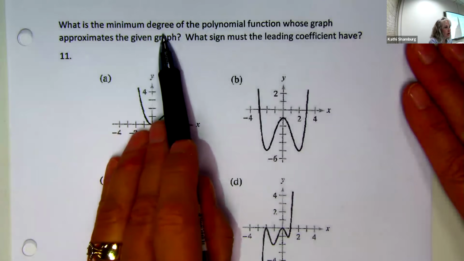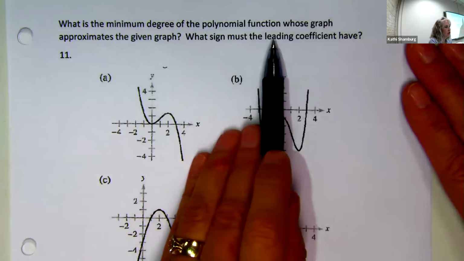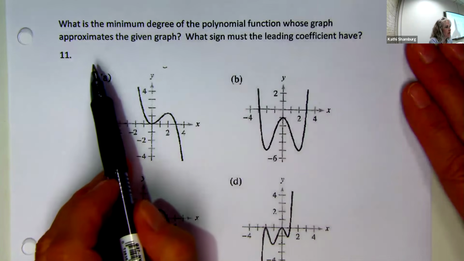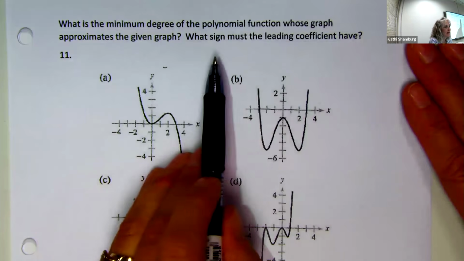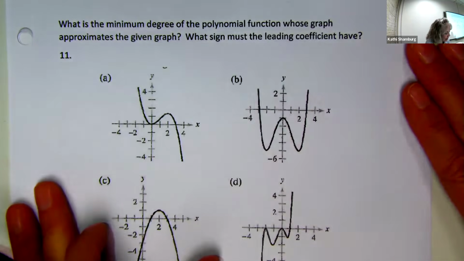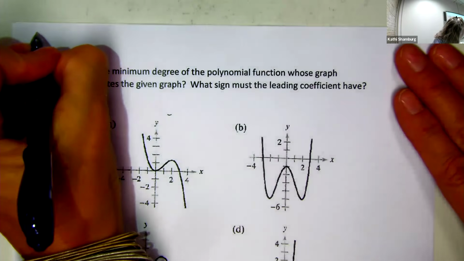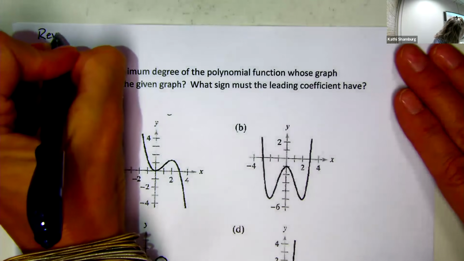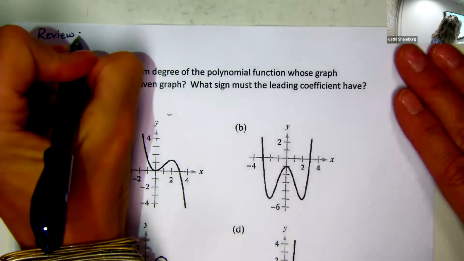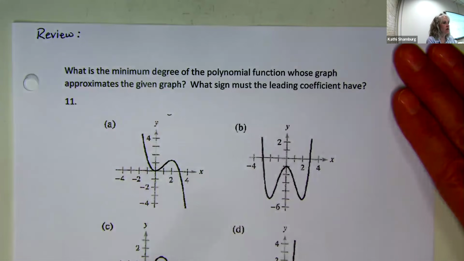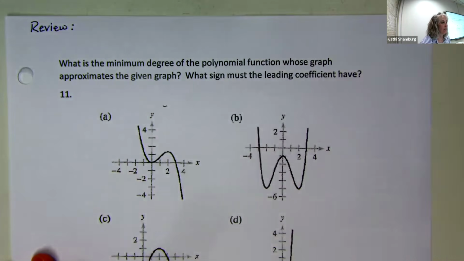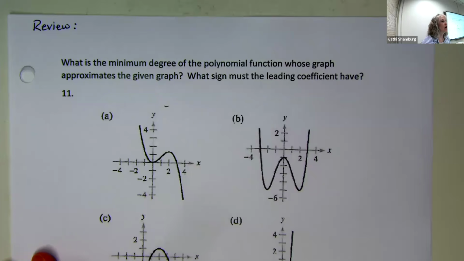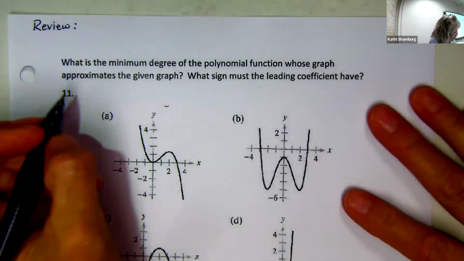What is the minimum degree of the polynomial function whose graph approximates the given graph? What must the leading coefficient have? Okay, I want to do a little bit of an algebra for STEM review. When you were in algebra for STEM, you did graphs and polynomials, and you talked about far left and far right behavior. So that's what this question is referring to.